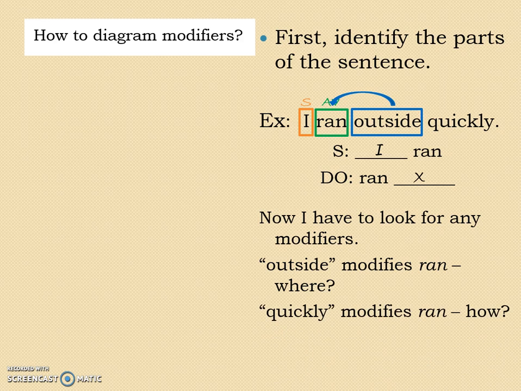Quickly modifies ran also, but it is answering the question how, as in how did I run? Quickly. Because quickly is an adverb, I will box it in blue, and then I will draw an arrow from quickly to ran, showing that it is modifying the word ran.